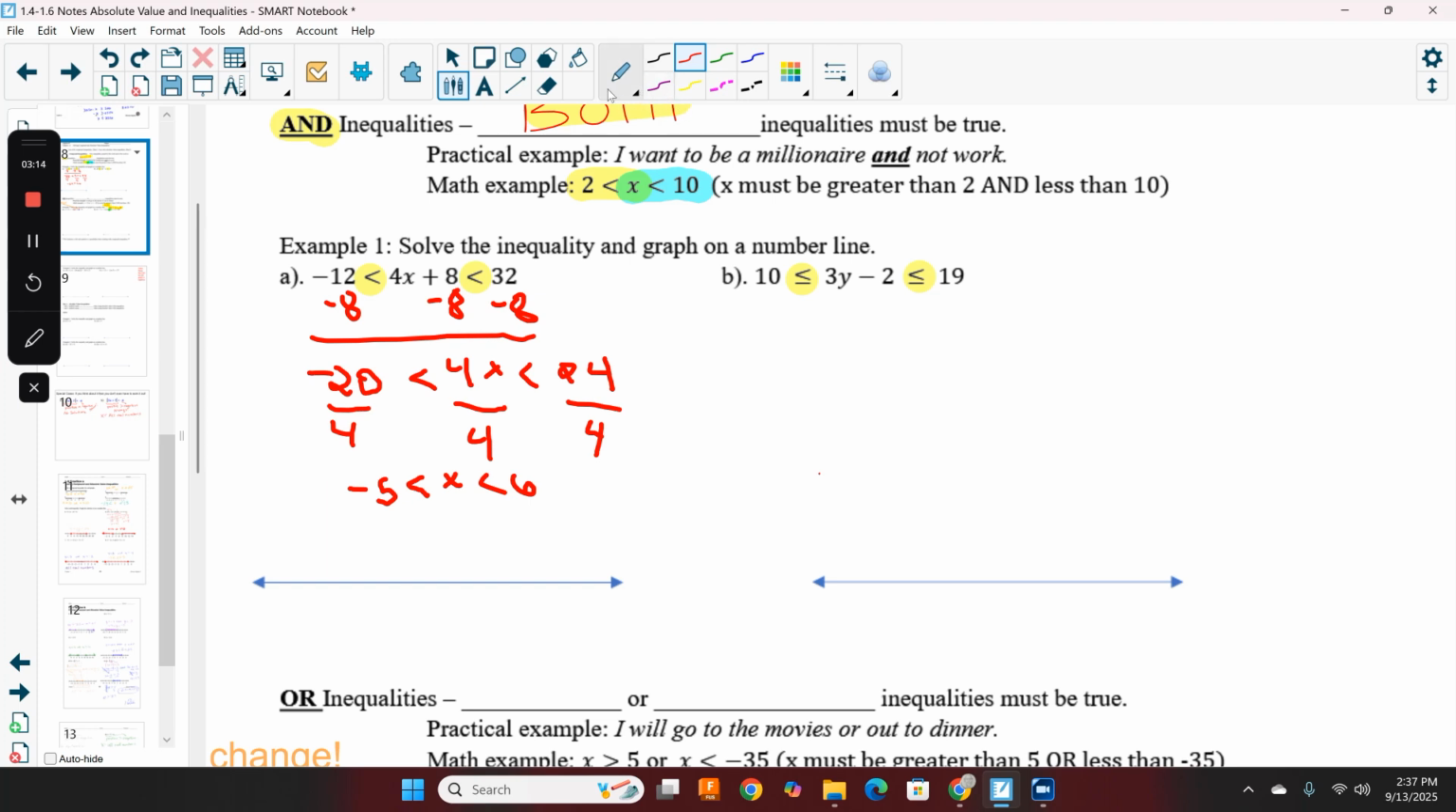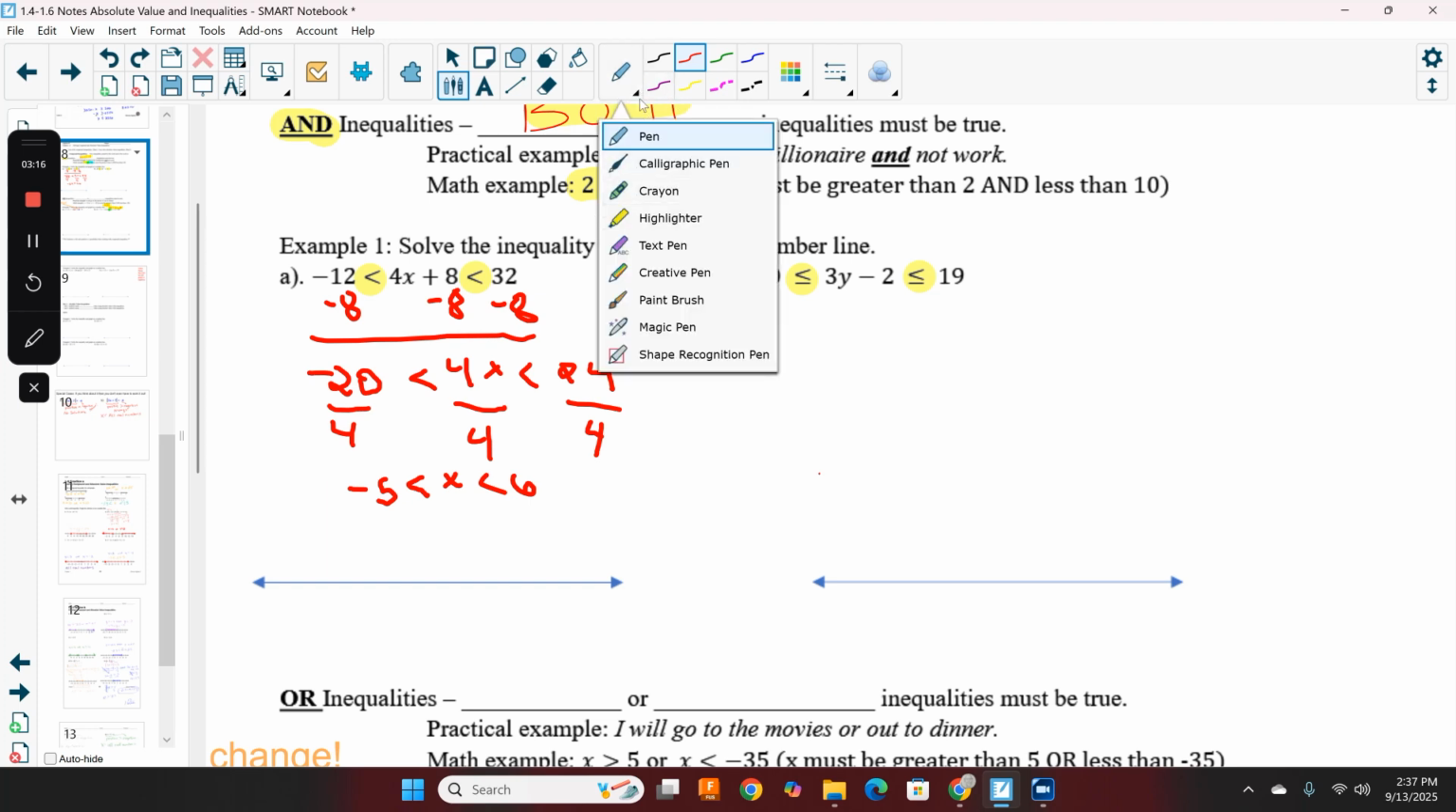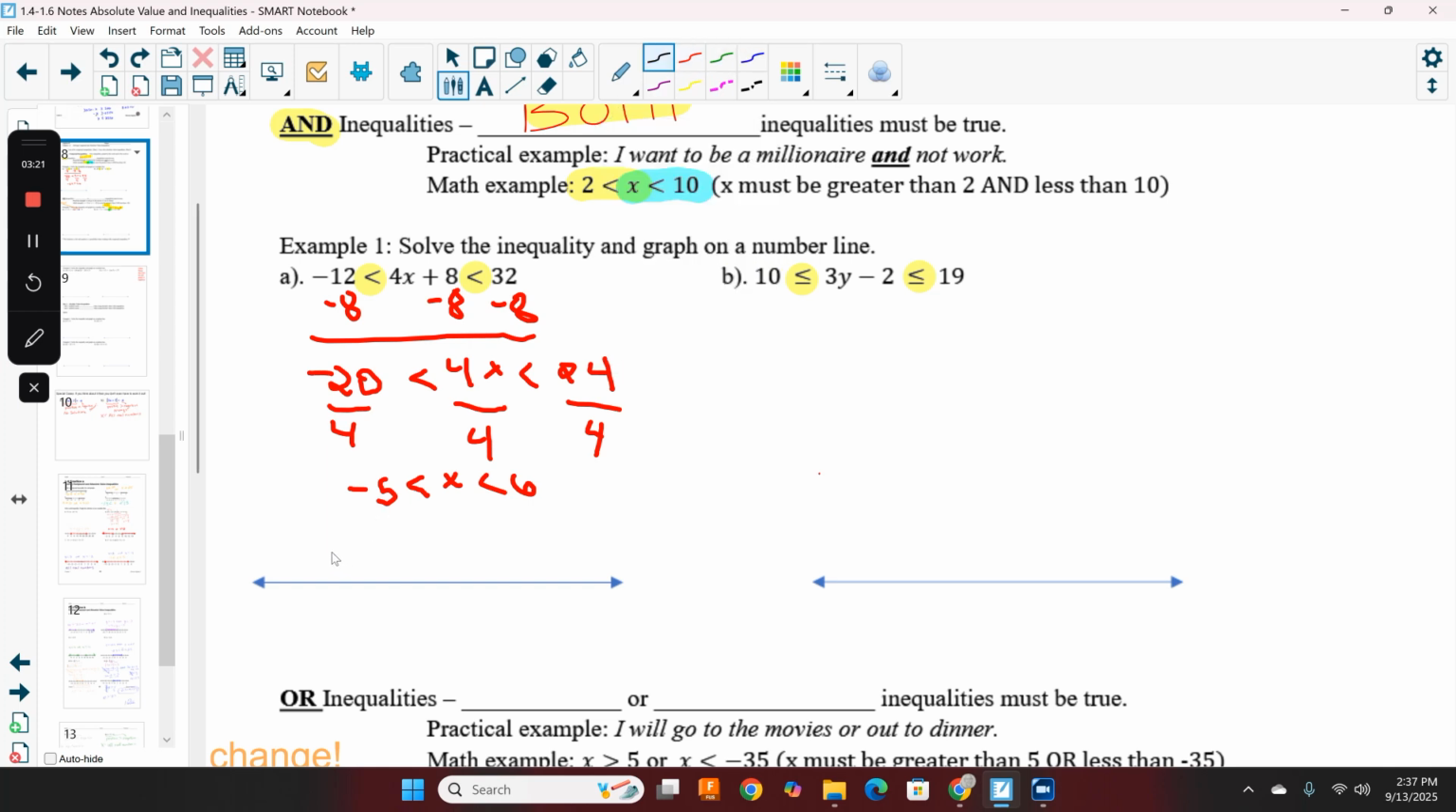Okay, so again, with an "and" inequality, it has to be both. So let's go ahead and plot some points on the number line. And we're going to come down here, and let's go ahead and put negative 5. I'm just going to eyeball over here. I'm going to put 0. And I like to use 0 as one of my points in the middle. I always want to pick a point in the middle. And then I'm going to pick 6. Okay, now these would all be open endpoints.